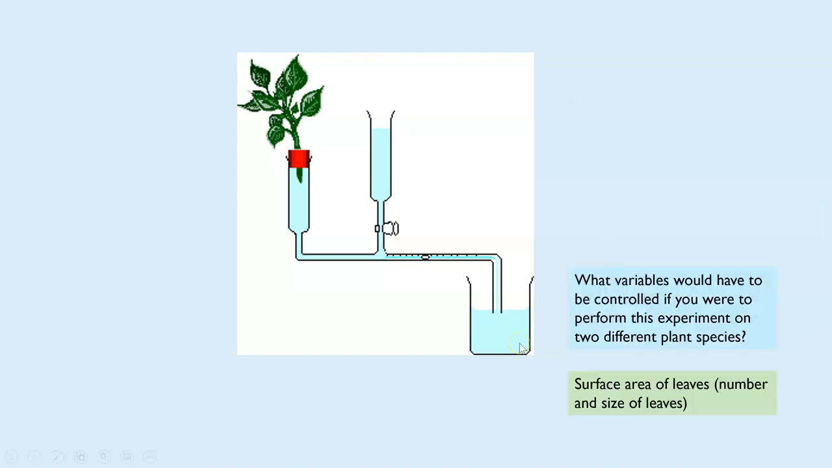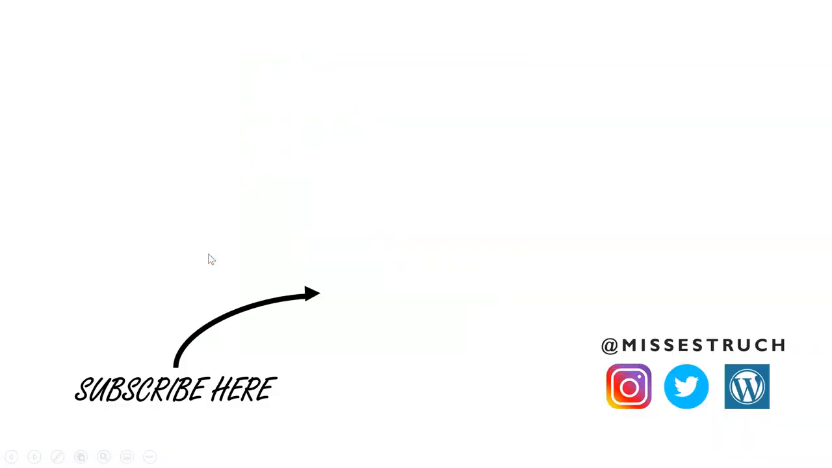So the last question is, what variables would have to be controlled if you were to perform this experiment on 2 different plant species? So you're examining, is there a difference between the rate of transpiration on those 2 different plant species? The key variable that has to be controlled is the surface area of the leaves. So you need to make sure there's the same number and the same size leaves so that's a fair comparison.